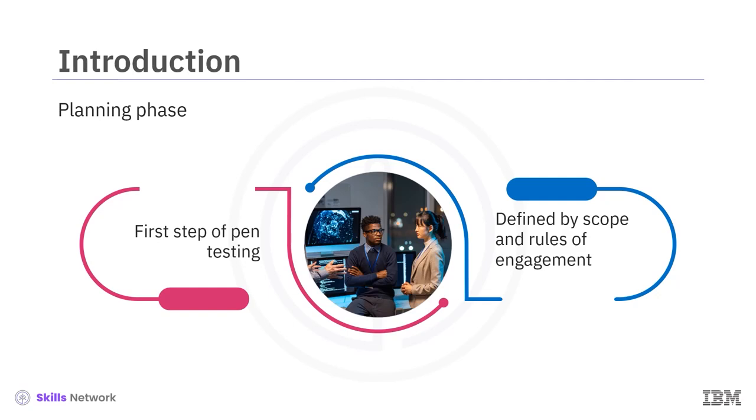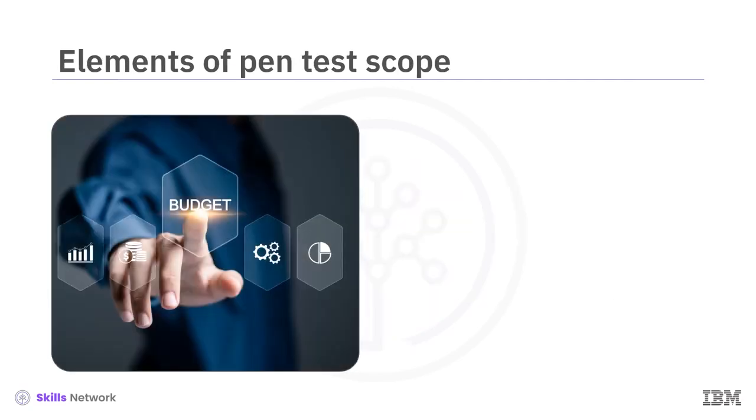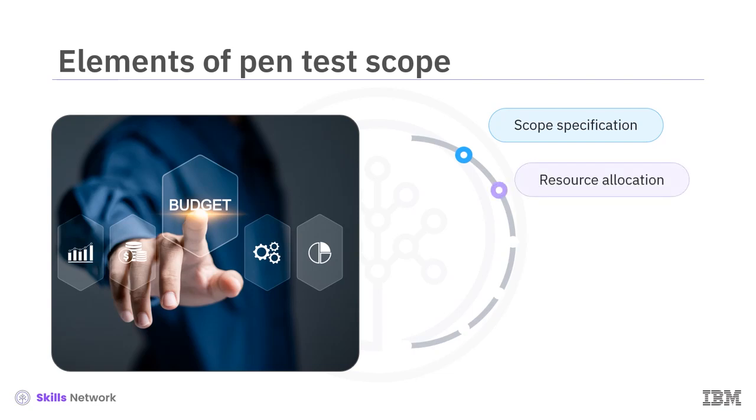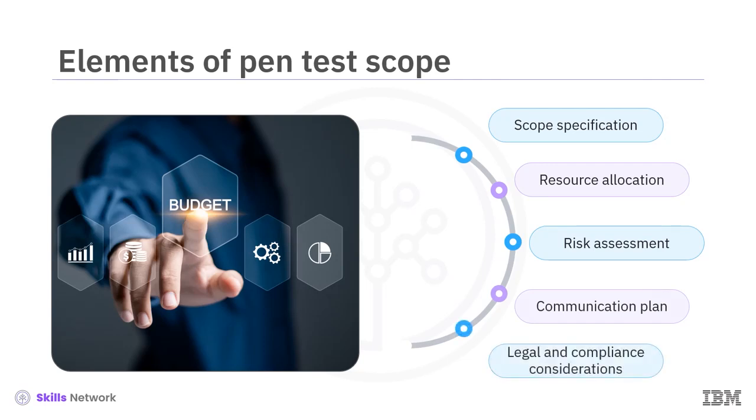Let's go a bit deeper into the planning process. Pen testing activities should be well-defined and include information about specific targets, systems, applications, and environments to be tested. This ensures focused assessment and avoids unintended disruptions. The pen test scope determines the extent to which your assets will be evaluated. It is crucial to define the scope carefully to ensure that all critical systems and applications are included. The scope consists of 5 elements: scope specification, resource allocation, risk assessment, communication plan, and legal and compliance considerations.